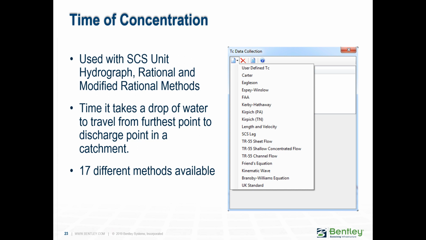For the SCS unit hydrograph and other unit hydrograph methods, depending on the size of the catchment, we have a defined number like 15 minutes or 5 minutes. So the time of concentration can also be a user-defined number instead of using equations.